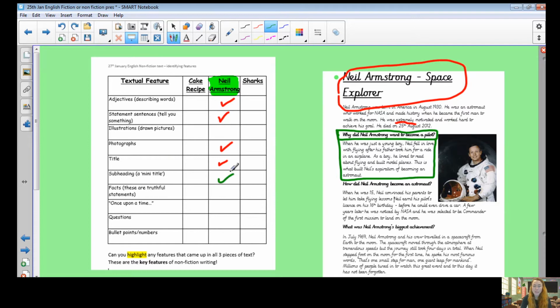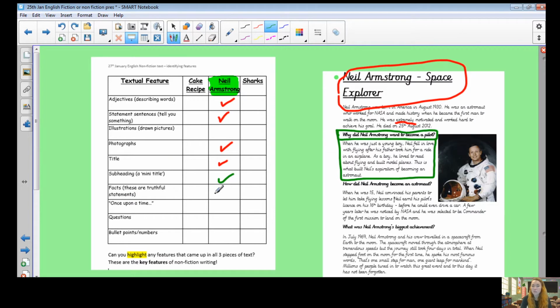Yes, it does. If it helps you when you're looking at your textual features to find the textual feature and then to do the tick in the same colour, if you want to use colouring pencils, that is absolutely fine, and that means it's really easy to see where those things are on your work.